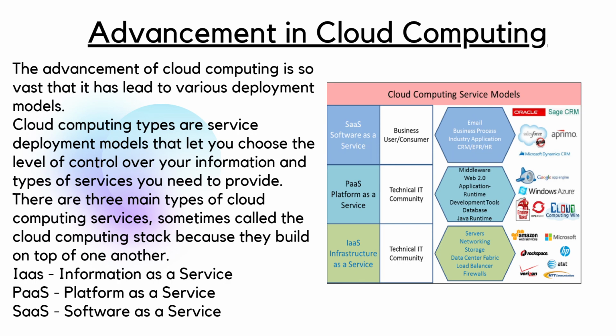There are three main types of cloud computing services, sometimes called the cloud computing stack, because they build on top of one another. As shown in the diagram, they are IaaS, that is Infrastructure as a Service, PaaS, Platform as a Service, and SaaS, Software as a Service. Now, let's brief on each of these.